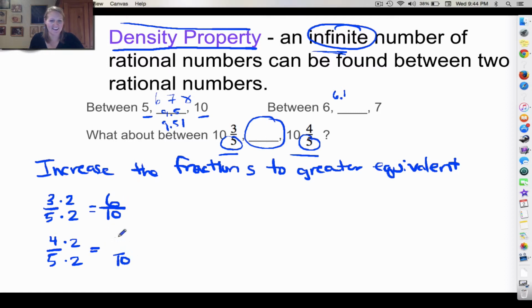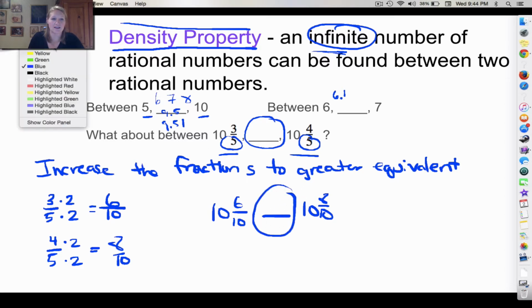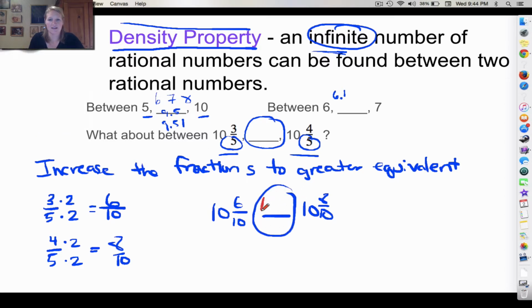So we have 10 and 6/10 and 10 and 8/10. What's a number that fits between them? This is the same as saying what comes between 10 and 6/10, and 10 and 8/10. Here we can very clearly say that 10 and 7/10 is a number that comes between these. So that's a way to show that the density property is still true even when you feel like you've hit a roadblock, because these are both the same.